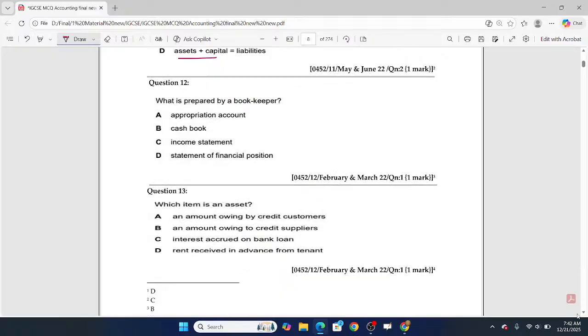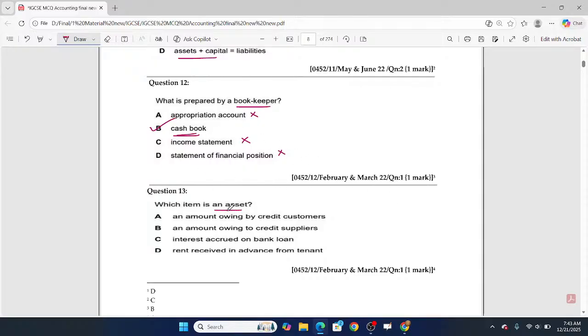Now, 12th one. What is prepared by the bookkeeper? Already we studied. Income statement, no. Financial position statement, no. Appropriation account in partnership, where the profit is appropriated to the partners, is also done only by the accountant. Only the cash book. Okay. Cash book is a subsidiary book, and journal entry and ledger posting up to that point, the bookkeeper will do. So B is the correct one.